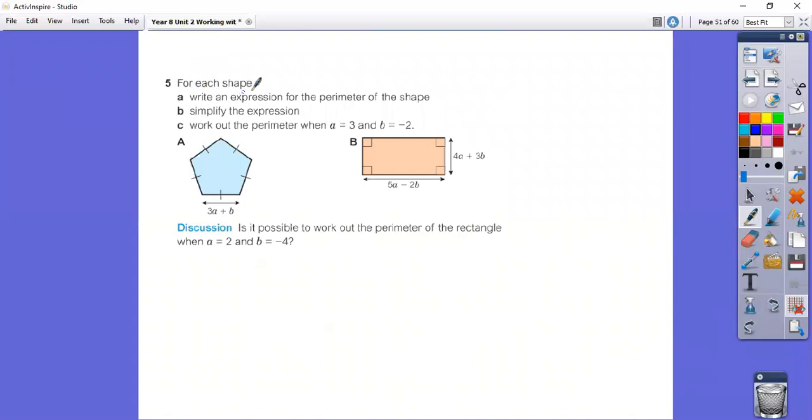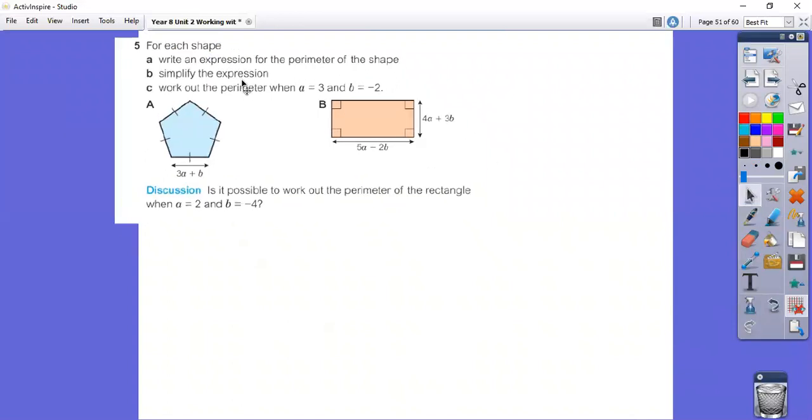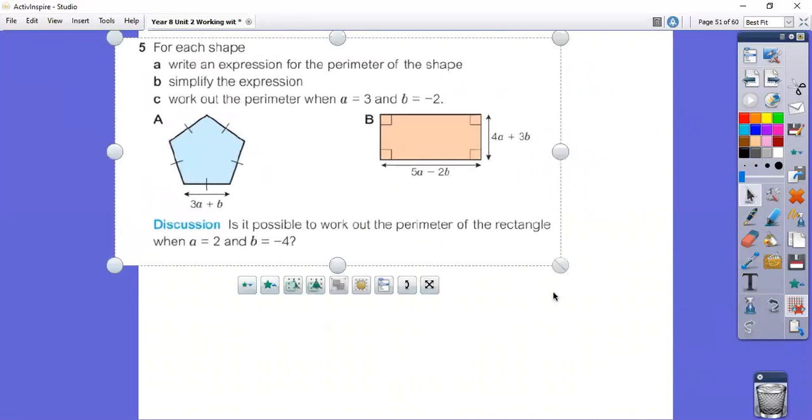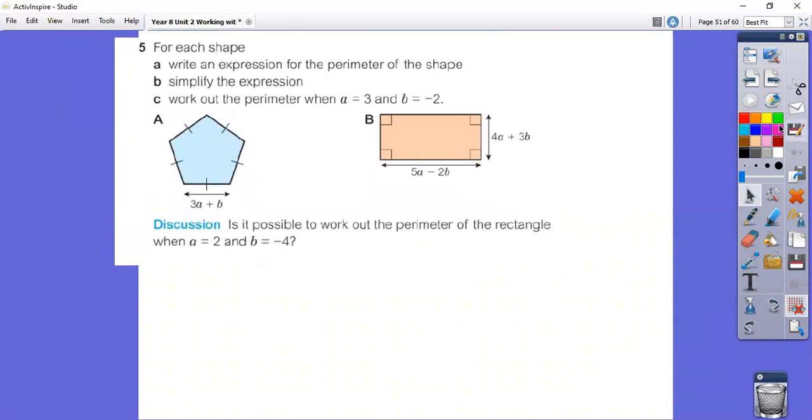For question 5, for each shape, write an expression for the perimeter of a shape. Now remember, the perimeter is the distance around, so it's all 4 sides. Collect simplified expressions.